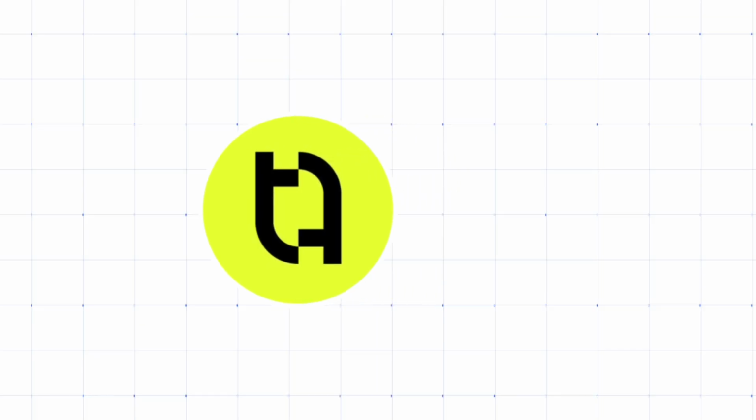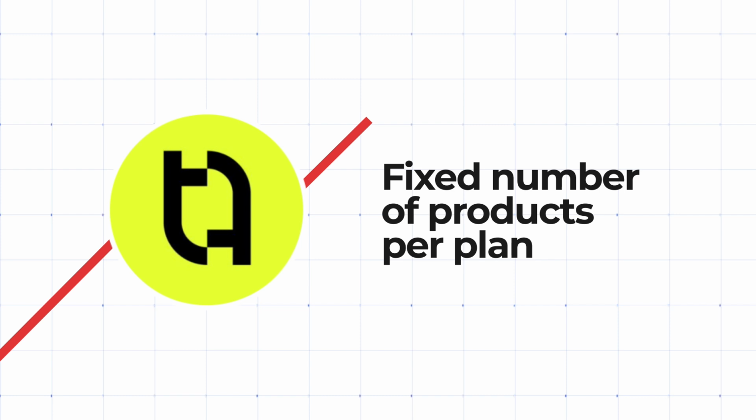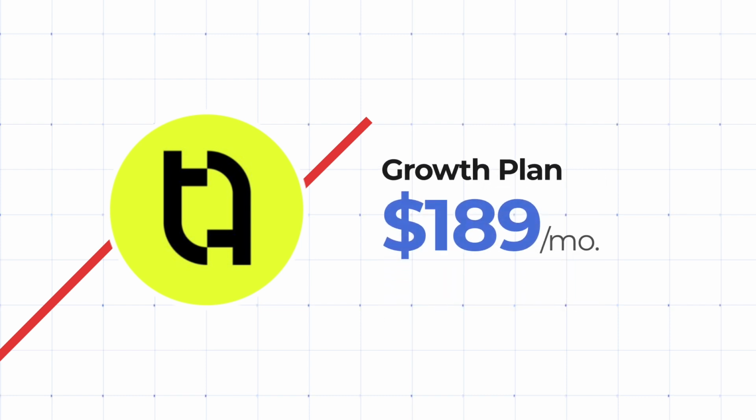On Teachable, growth comes with constraints. You're limited to a fixed number of products per plan. If you want more than 10 courses, you need to upgrade to the growth plan at $189 per month. More than 50, and you're already on the advanced plan at $399 per month. That's nearly $4,800 a year, and you still don't have anything that you fully own or can control.